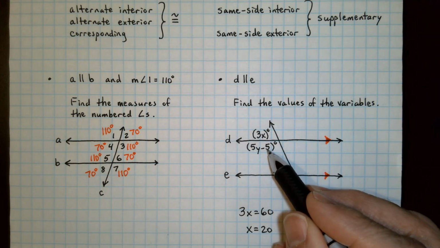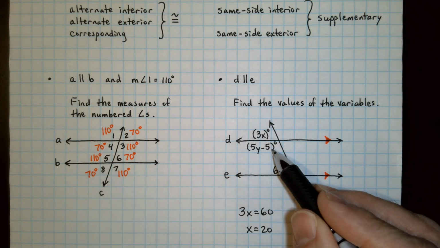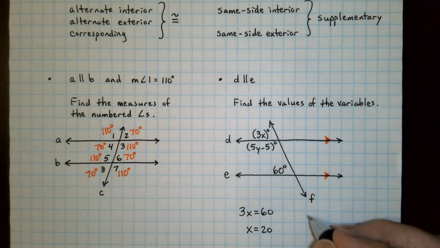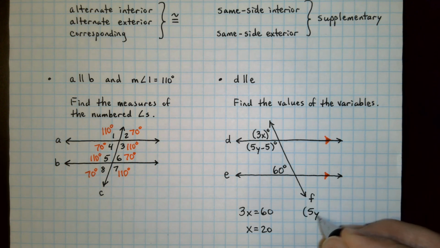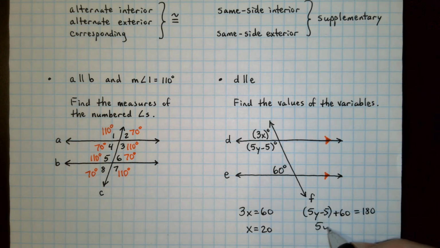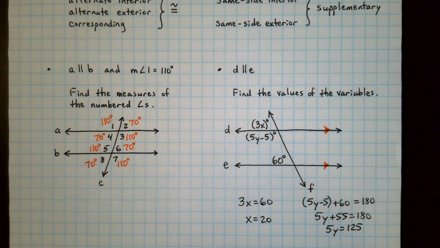And 5y minus 5 and 60 are in same side interior position, which would make them supplementary. So 5y minus 5 plus 60 would equal 180. We combine these terms. That's 5y plus 55 equals 180. We subtract 55, and we get 5y equals 125. And if we divide by 5, y is equal to 25.